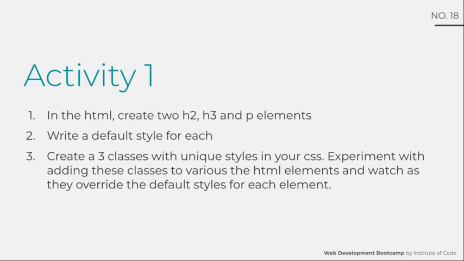Okay, first activity of the day. So feel free to pause the lesson here and come back after. Maybe I'll even pause it. We're going to, in our HTML, create 2 H2s, 2 H3s, 2 paragraphs, write a default style for each, and then create 3 classes in your CSS and experiment by adding those classes to your various HTML elements and watch them override the default styles. So we're learning that specificity by practicing it. Start there, and then I'll record the second video for part 2.